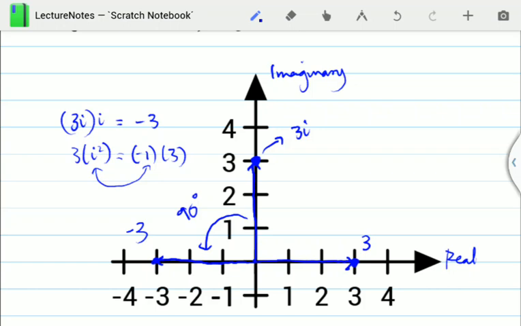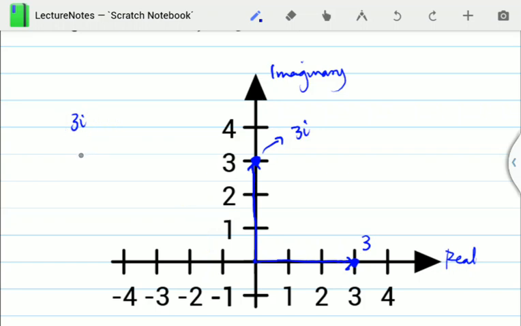So in general, let me clear my screen first. What I'm showing you are just pure imaginary or pure real numbers, but what we can do is consider combinations of real and imaginary numbers. So let's say 3i plus 4, for example. So this number is 4 plus 3i, okay? And it's represented with respect to the origin by this arrow.